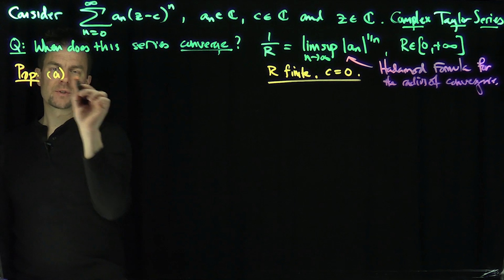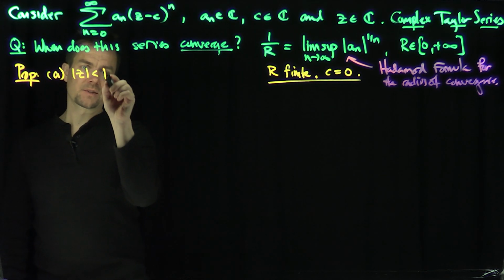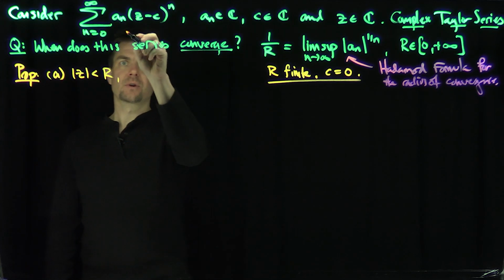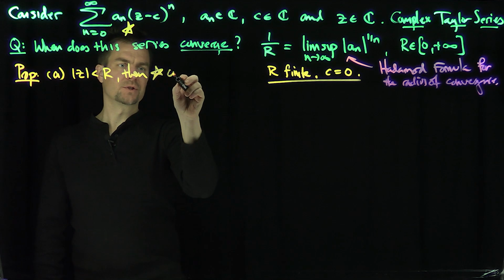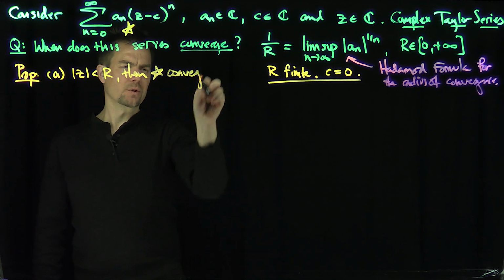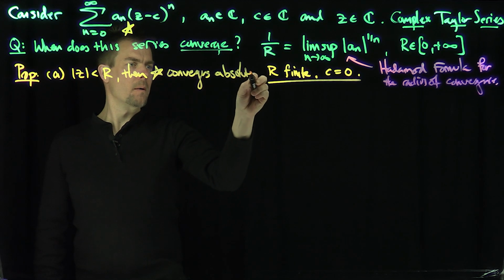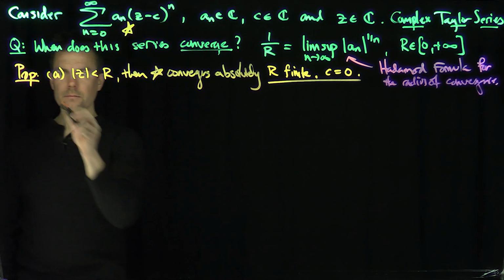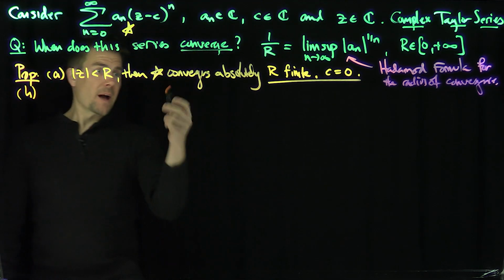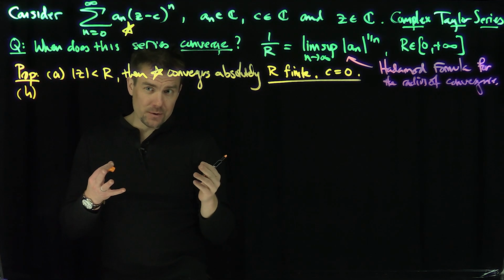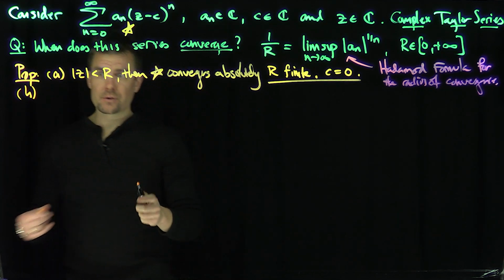Part A of this proposition says that if the modulus of z is strictly less than R, then our series over here, let's call it star, converges absolutely. And remember, what do you know about absolutely convergent series? If a series converges, it may not converge absolutely, but if it converges absolutely, then it has to converge.